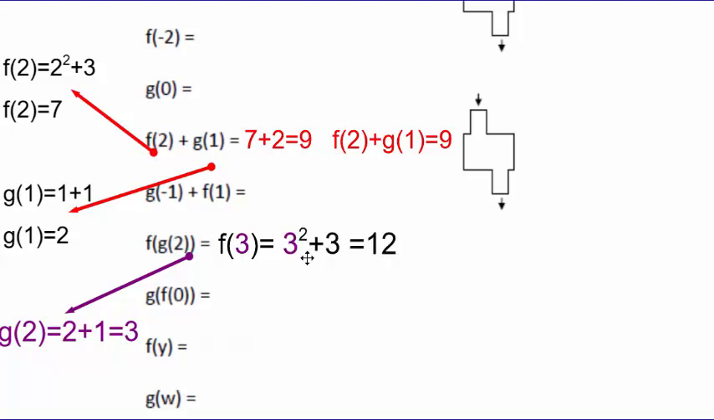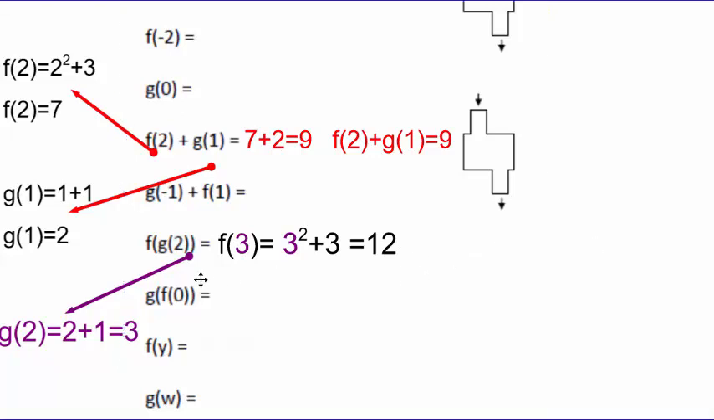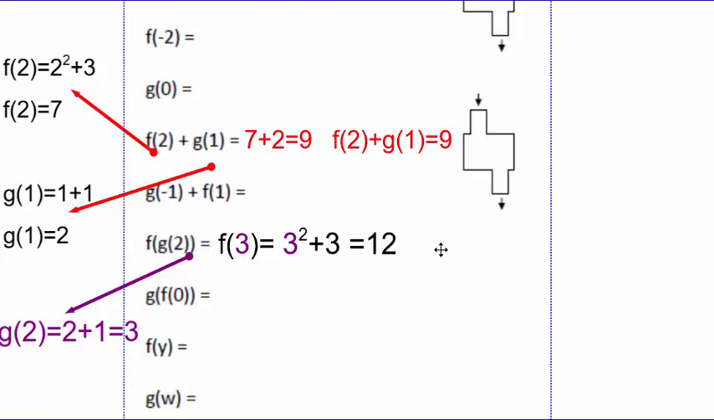So for f of 3, I did 3 squared plus 3, and that gave me 12. And as my final answer, we would write that f of g of 2 is equal to 12.